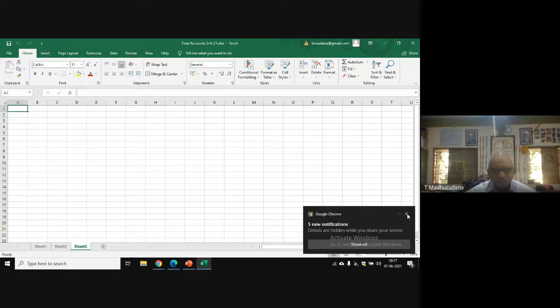Next, manufacturing wages, TDR. This is a direct expense, manufacturing expense, wages. TDR. Carriage inwards. Carriage inwards is a direct expense. So it is to be shown on the debit side of the trading account. So TDR.